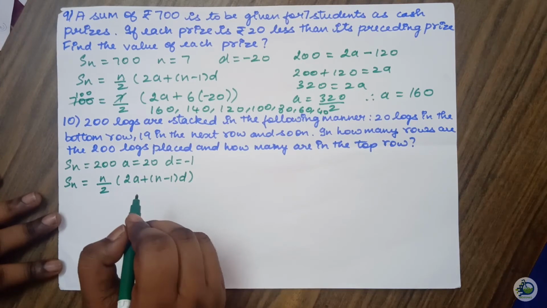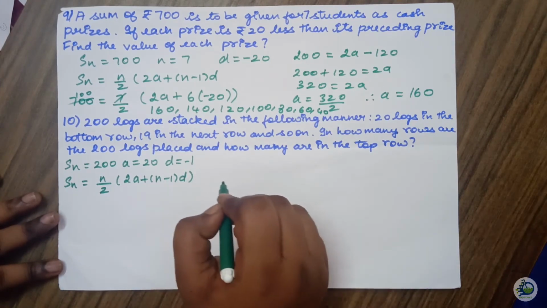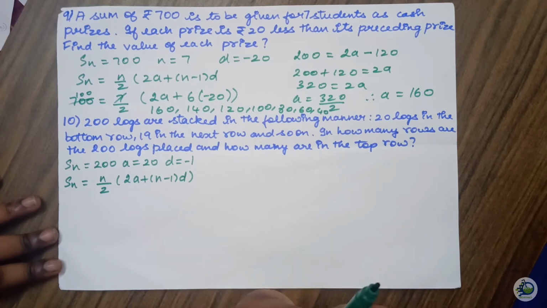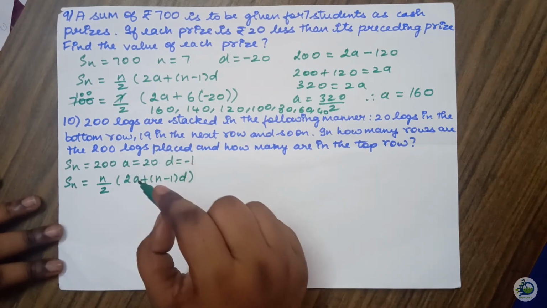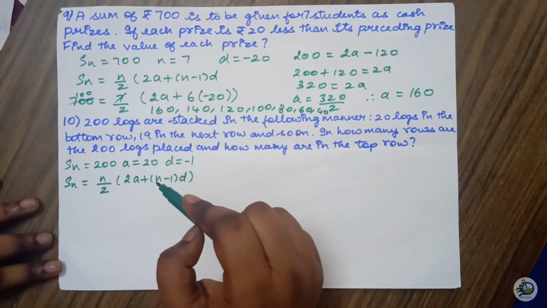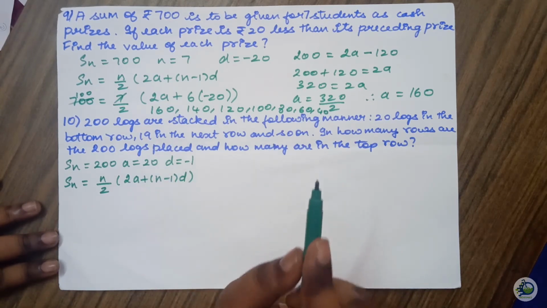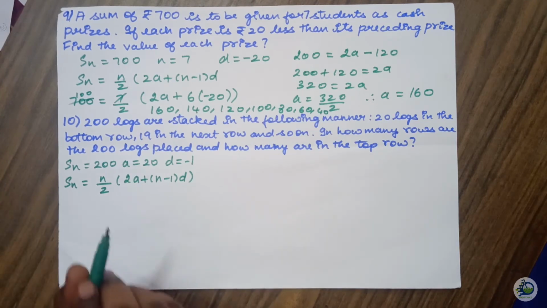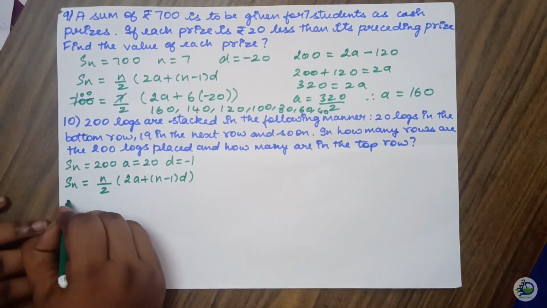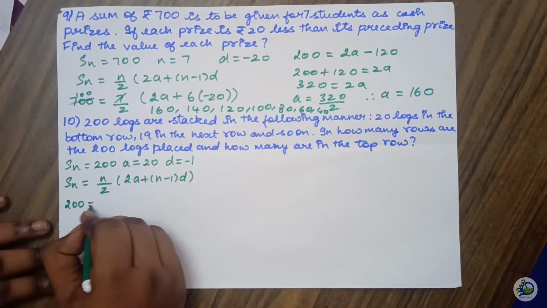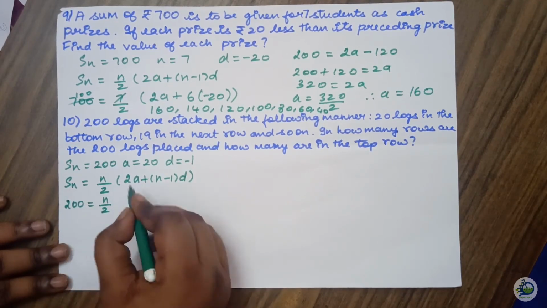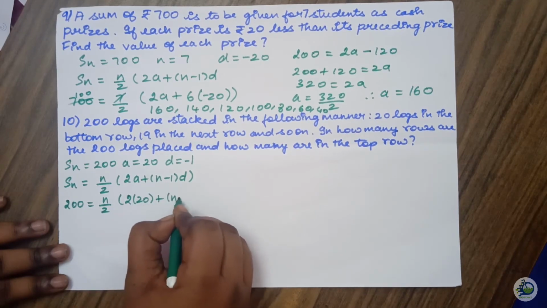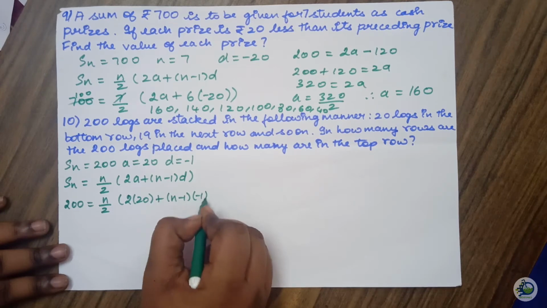Here what we have to find is in how many rows the 200 logs are placed and how many are in the top row. So we have to find the value of n and then find how many logs are there in the nth row. So we are going to substitute it here. Instead of Sn I can put 200. So n is what we have to find. So 2 into 20 plus n minus 1 into d, which is minus 1.